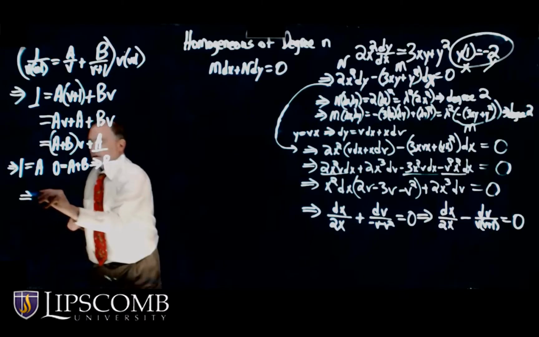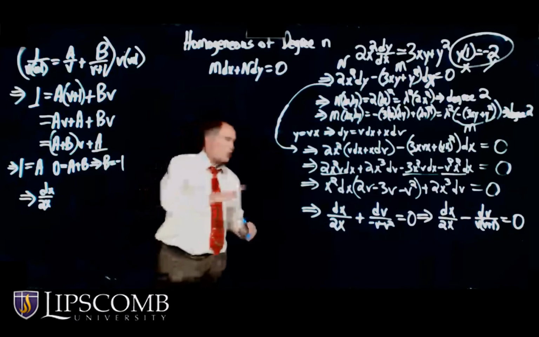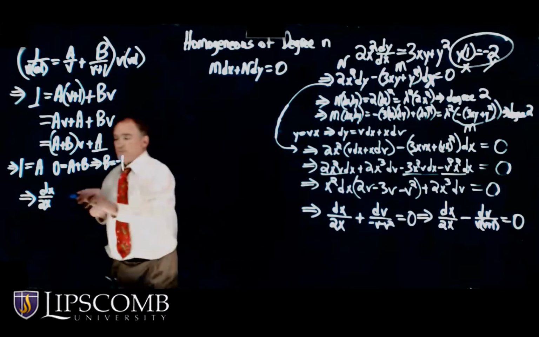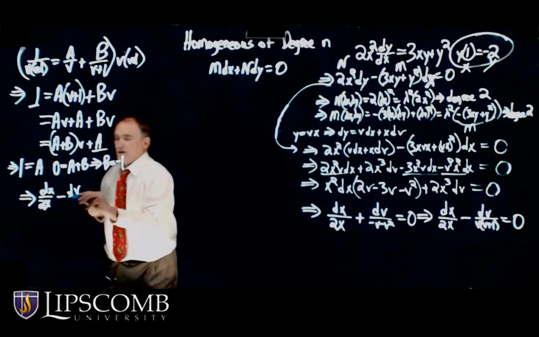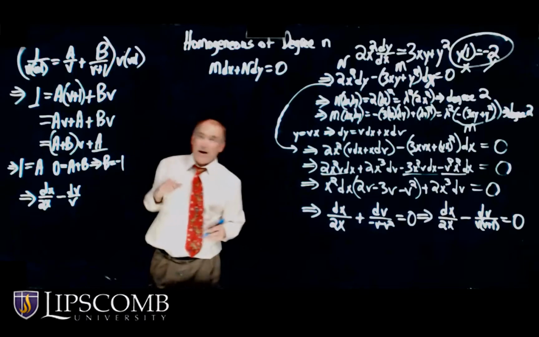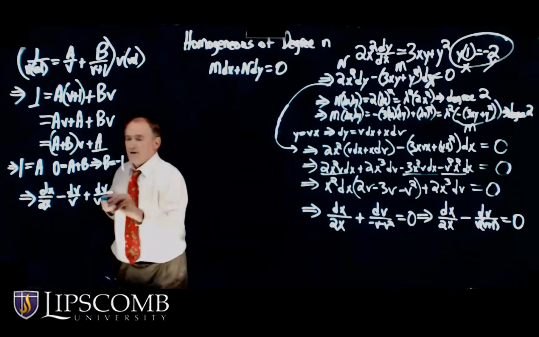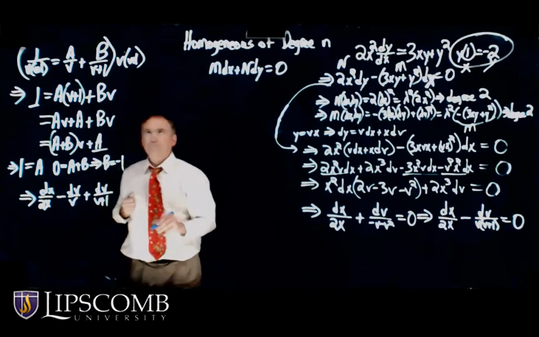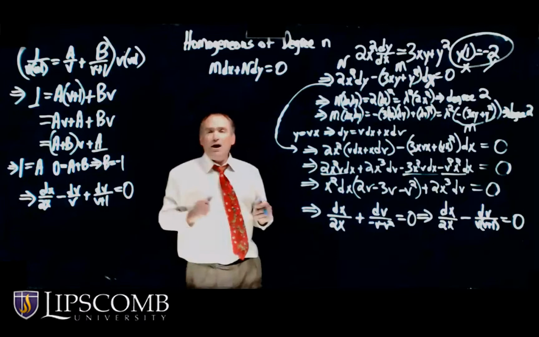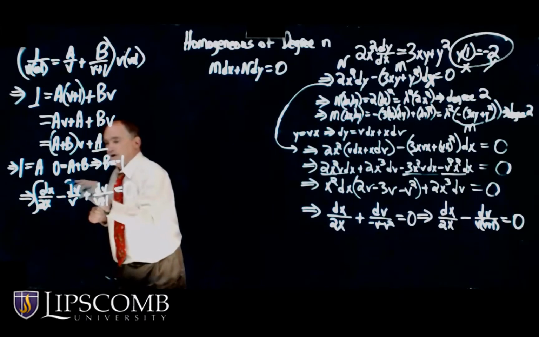So I have dx over 2x minus, now that minus is going to come through here. So this becomes a minus dv over v. And this negative, a minus a negative becomes a positive, plus dv over v plus 1 equal to 0. So now I can integrate, because I just separated.